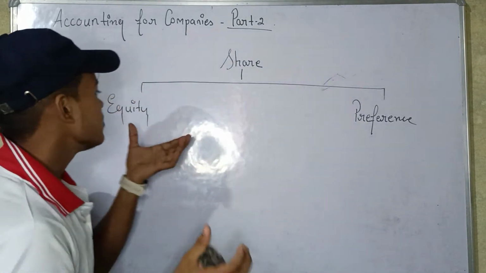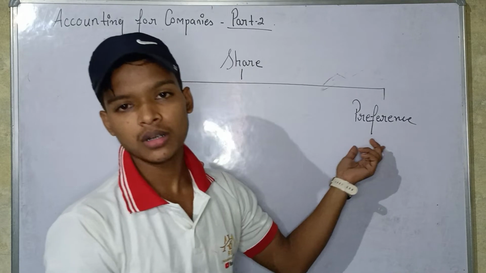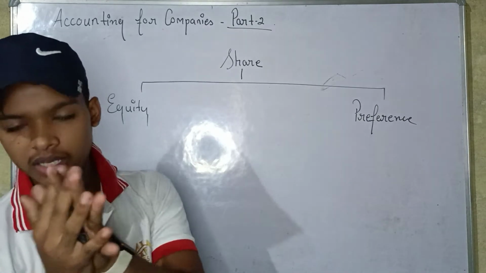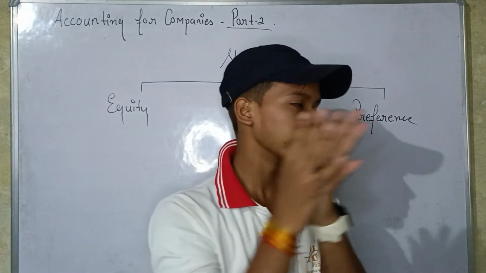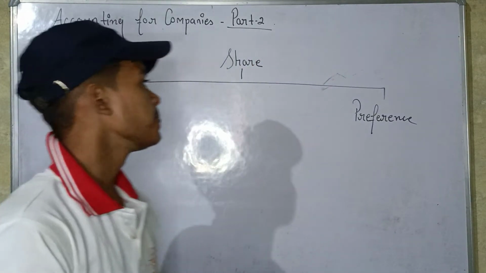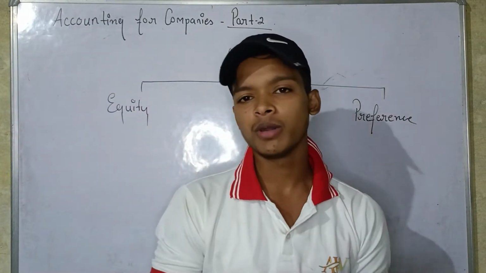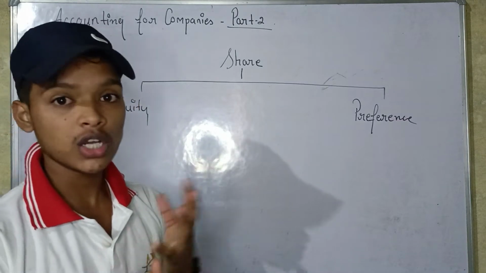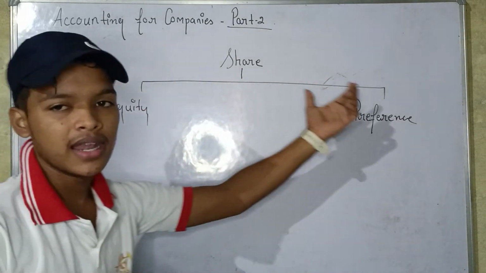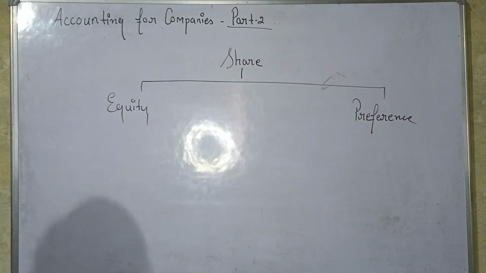Okay, what is the difference between equity shares and preference shares? A person who purchases equity shares becomes an equity shareholder. A person who purchases preference shares becomes a preference shareholder. In your examination, it may be asked for 4 marks: what is the difference between equity shares and preference shares? So what will you do? Firstly, you must know the difference between equity shares and preference shares. I will write the four differences between equity and preference shares.